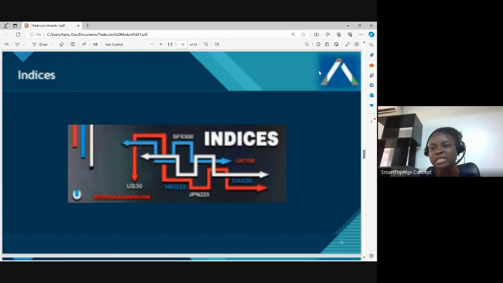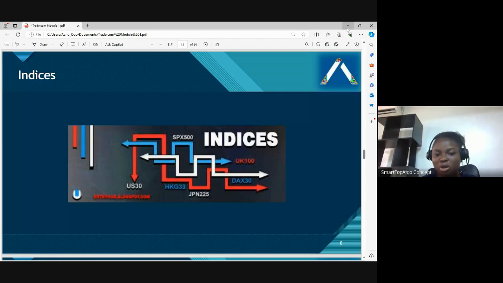The next one is indices. Now, for indices, we have different indices. We have US 30, we have S&P, we have UK 100, we have DAX 30. Now, all this is you investing in different countries. No, sorry. When you're trading indices, this is you investing in different companies, being a shareholder in different companies, but not essentially a direct company.